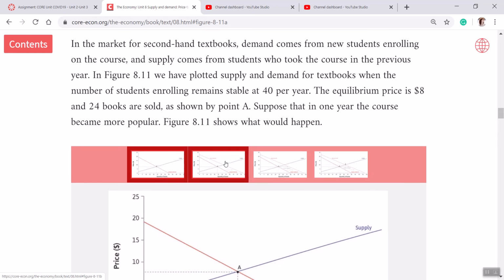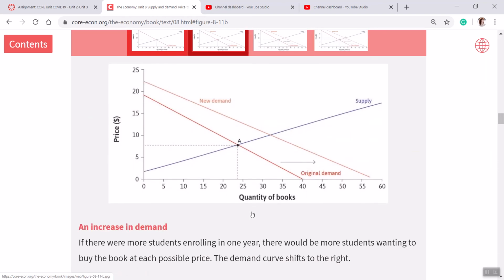Now something changes. We have a new demand. They added a new section of the course. We suddenly have more students. Because we have more students, now they all want to buy the book at the best possible price. Our demand for the book has shifted to the right. More people want more books.